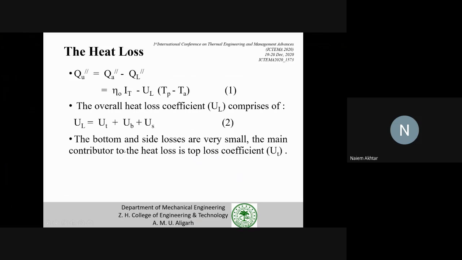And we all know that the bottom and side heat losses are very small, 10 to 15% in a well-designed collector. So the main contributor is the top heat loss. So if, by selecting an improper relation for the calculation of top heat loss, an error is made in the calculation of the top heat loss coefficient or the heat loss, there will be error in the useful energy. And this error will be higher.